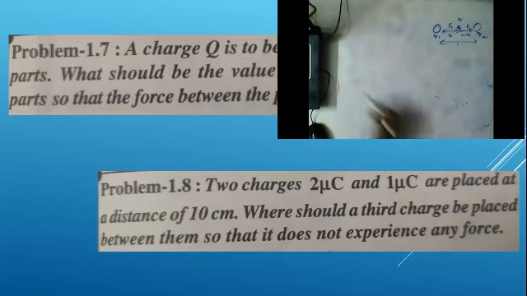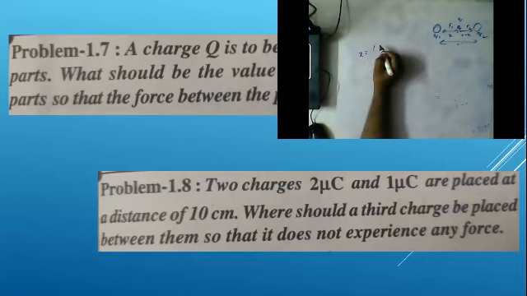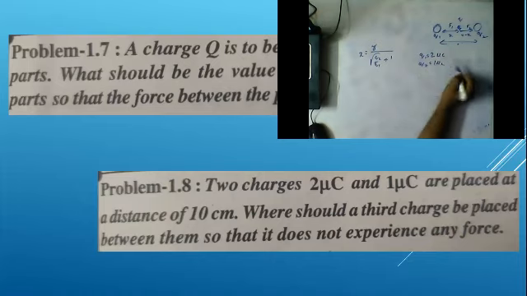So our formula is what, guys? x is equal to r into square root of q2 by q1 plus 1. So what is the question they have given? Microcharges: q1 is given as 2 microcoulomb and q2 is given as 1 microcoulomb. And next, the distance r is given as 10 centimeter.